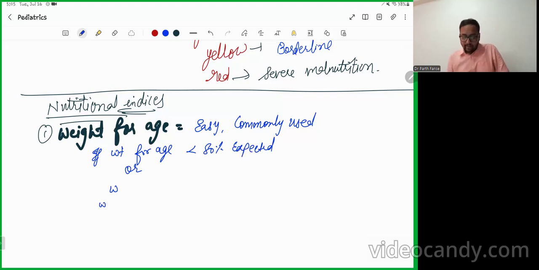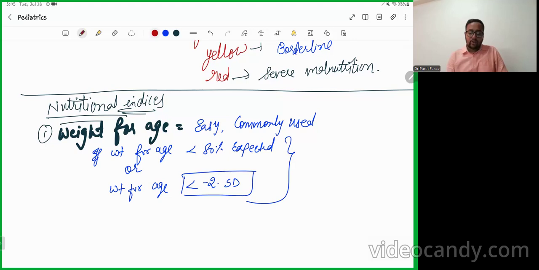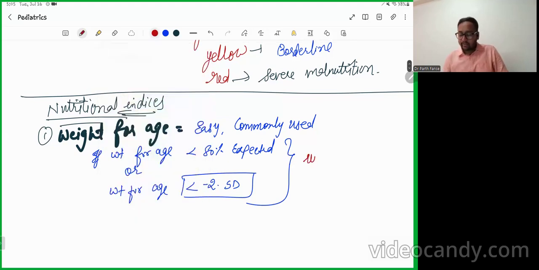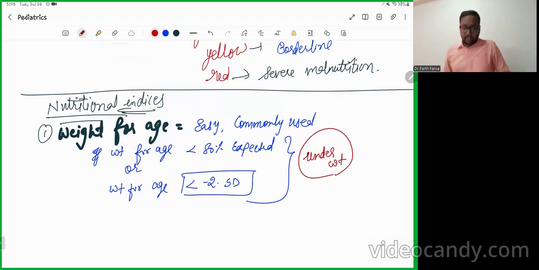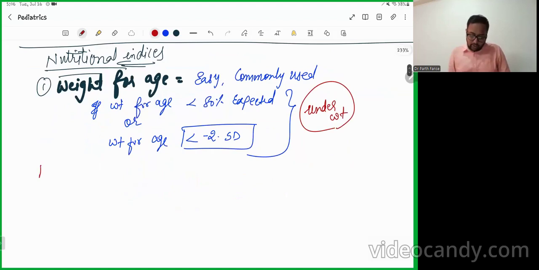or you can say weight for age is less than minus 2 standard deviation, then a child is called to be underweight. A child is called to be what? Underweight. Now, what are the issues with weight for age?